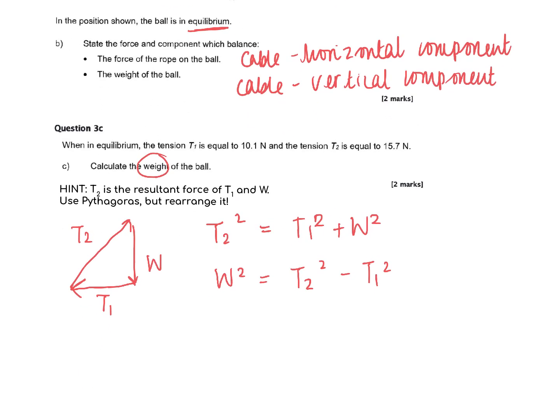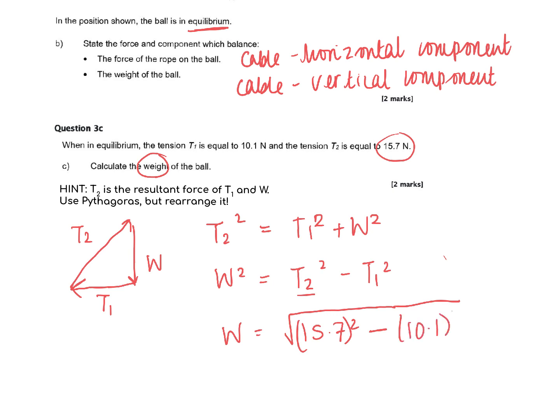So what I'd actually type into my calculator to work out the weight is the square root of T2 squared. Let's have a look what that is. 15.7 squared. Take away 10.1 squared. I've just put that in brackets so I don't get any issues with my negative sign. And the answer that you would get there for your weight is 12.02 newtons. The question is mostly in 3 significant figures, so we will round that to 12.0. We put that 0.0 just to show that we have rounded it to 3 significant figures, not just to 2, and the answer is in newtons.